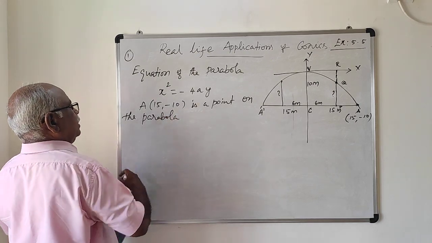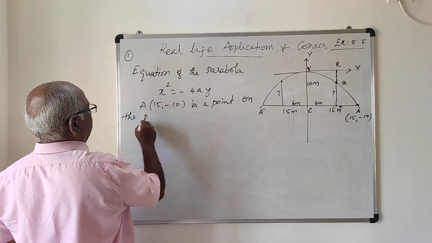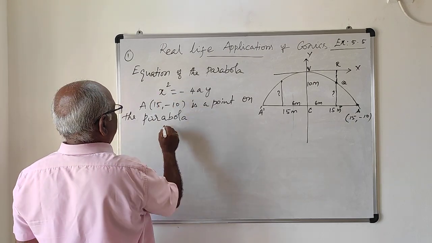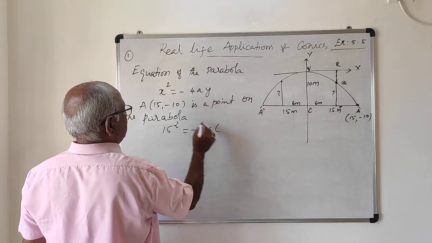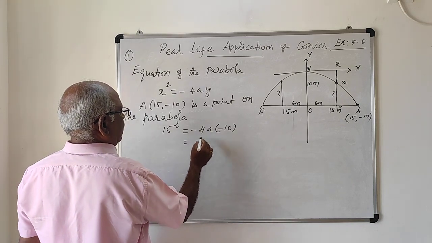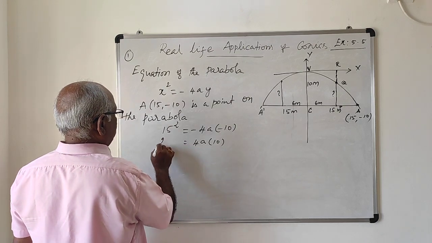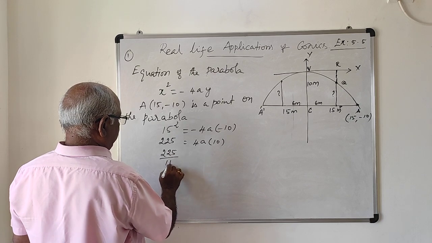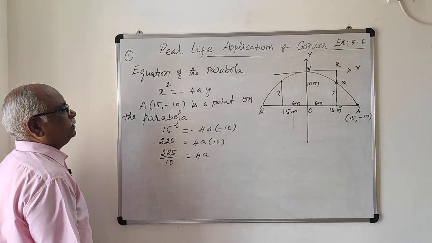Therefore, you have to substitute 15 comma minus 10. x square is 15 square, equal to minus 4a into y, which is minus 10. So this is 4a into 10. 15 square is 225. So 225 divided by 10 is equal to 4a. The value of 4a is 225 by 10.